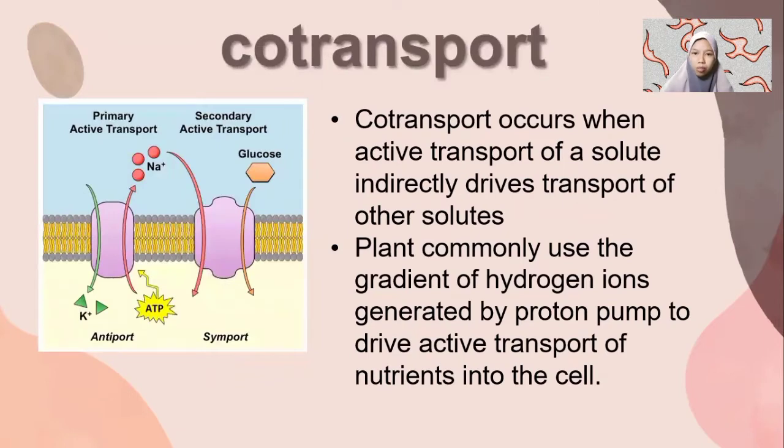Cotransport occurs when active transport of a solute indirectly drives transport of other solutes. Plants commonly use the gradient of hydrogen ions generated by proton pumps to drive active transport of nutrients into the cell.